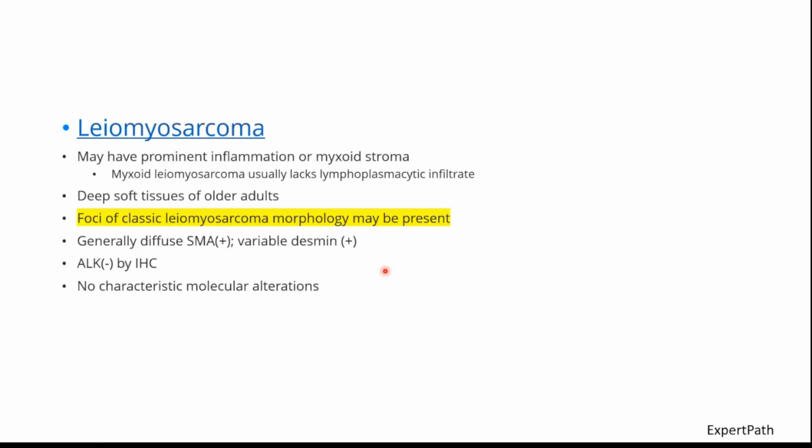Another differential to consider is leiomyosarcoma, but I think it is not that difficult to tell them apart. Especially in leiomyosarcoma, we usually can see muscle differentiation, more mitotic figures, and more pleomorphic cells. Also leiomyosarcoma occurs in older patients. And of course, ALK is negative in leiomyosarcoma.